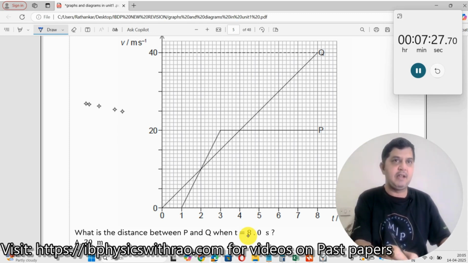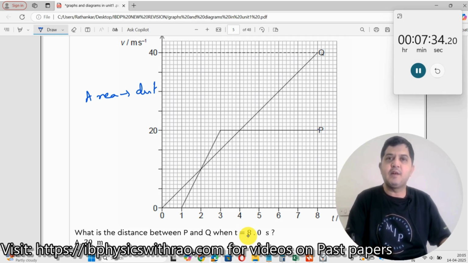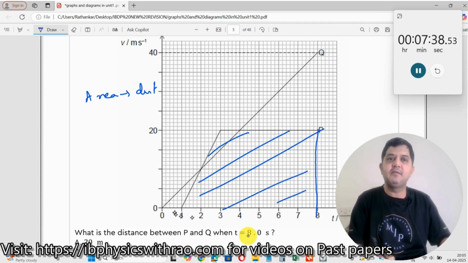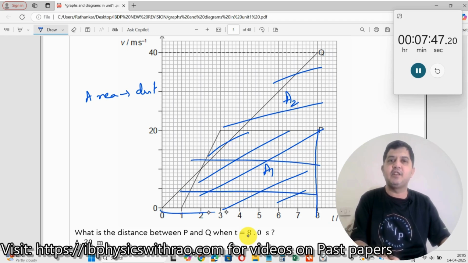In a speed-time graph, the area gives you the distance, right? So first find out the distance traveled by P, and then find out the distance traveled by Q. You will get this area A1 and this area A2, the whole area over here.